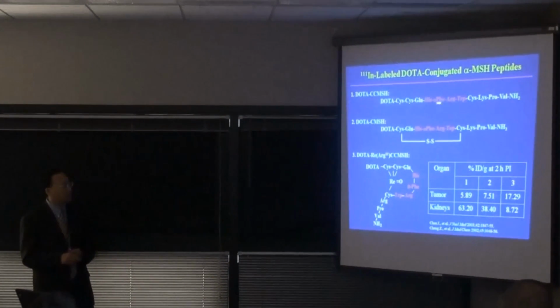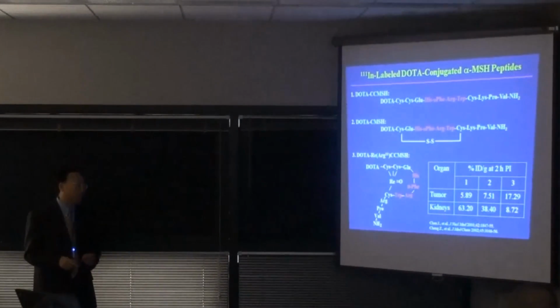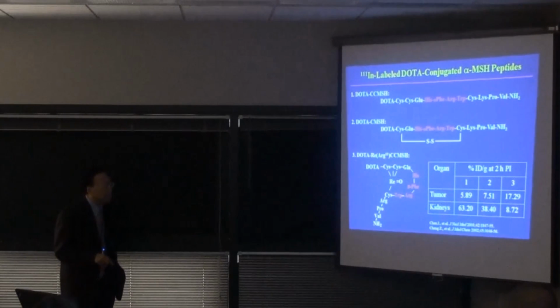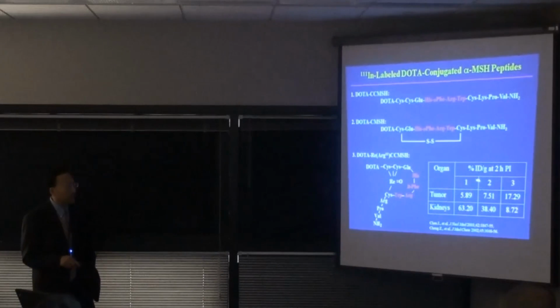The 3 peptides listed here, the first one is DOTA-CCMSH. You can see this peptide is a linear peptide. The second one is DOTA-CMSH. The peptide was cyclized by the disulfide here. And the third one is the metal cyclized peptide. Now, if you look at the biodistribution data at 2 hours post-injection, you can see the linear peptide displayed moderate tumor uptake, about 5.9% ID per gram at 2 hours post-injection. And the kidney uptake was high, about 63% ID per gram at 2 hours post-injection.